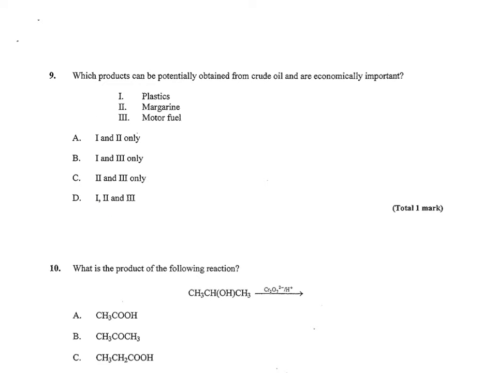Number 9 I put on just to remind you that you should be aware of some of the products we get from crude oil. I want to know which ones are obtained from crude oil and are economically important. Plastics, definitely, that's what we do a lot of building of from crude oil. Margarine, not so much. That's usually alkenes being hydrogenated, so that's not coming directly from crude oil typically.